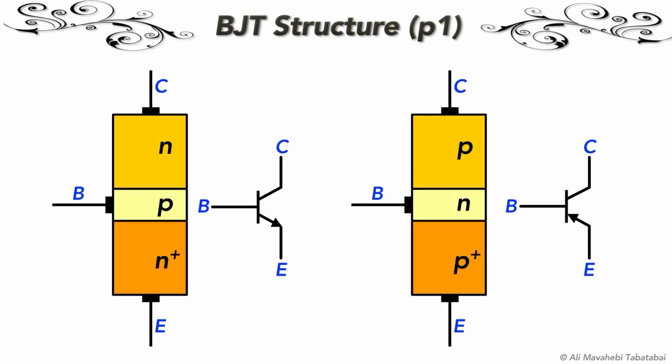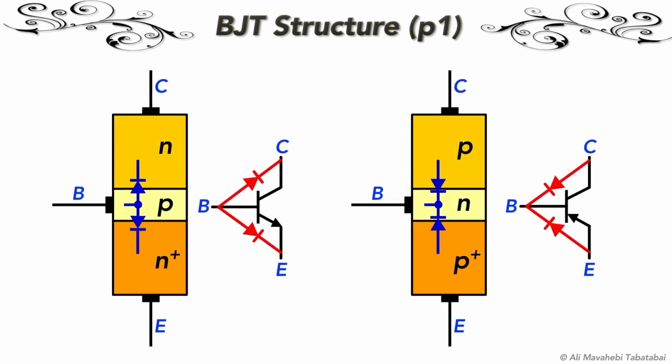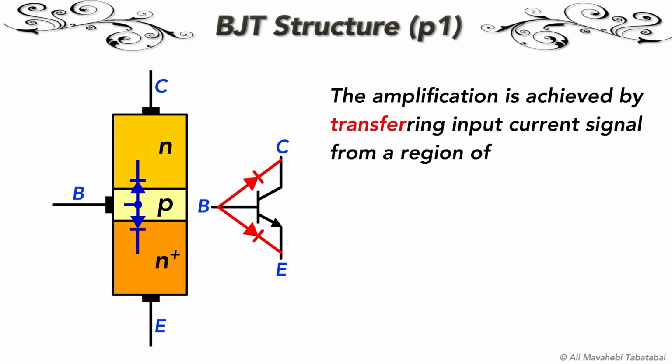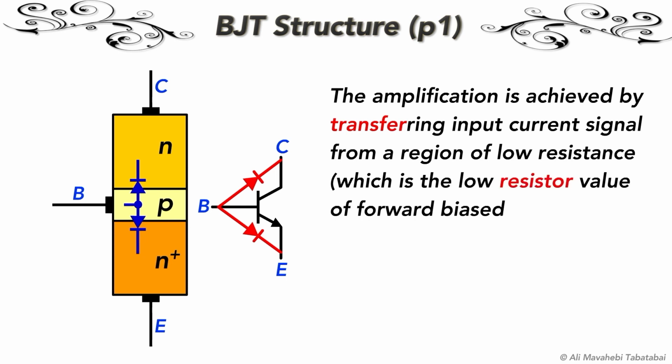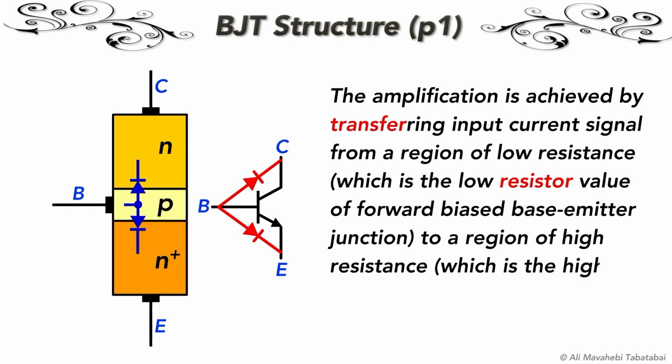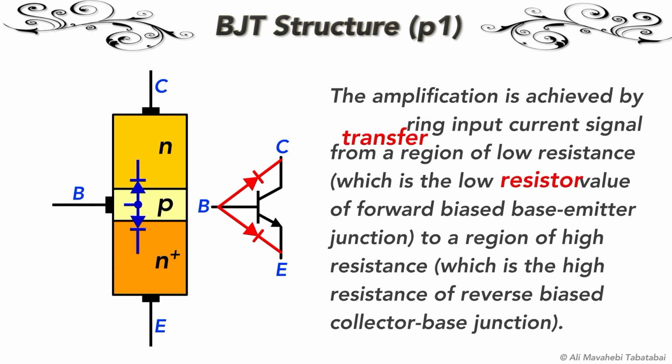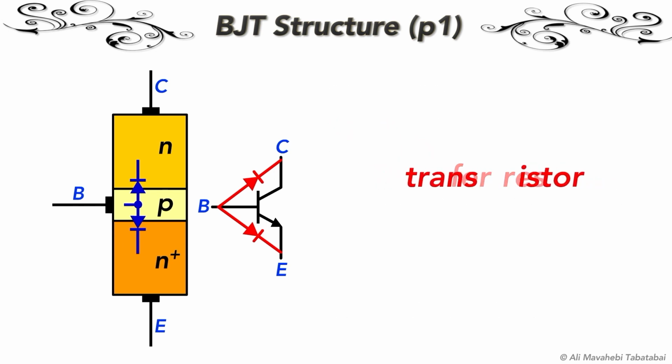Inside a transistor, we actually have two PN junctions. The amplification is achieved by transferring input current signal from a region of low resistance, which is the low resistance value of the forward biased base emitter junction, to a region of high resistance, which is the high resistance of the reverse biased collector base junction. That's why the device is named transistor.